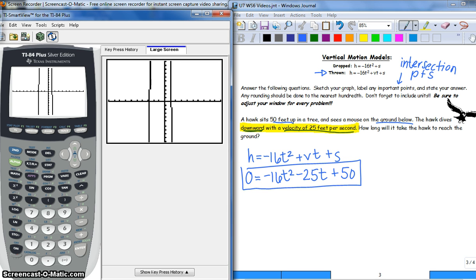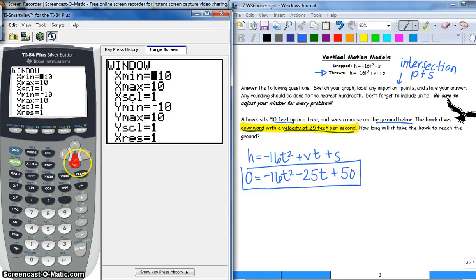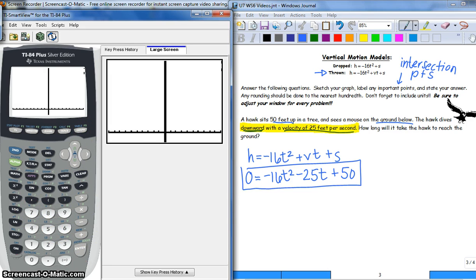Okay, we can't really see the top, so we should definitely change our window. This hawk started up at 50 feet, so I'll type window, and I'll change my y max to something bigger than that. And this should help so I can see the whole picture. Okay, there we go, much better.